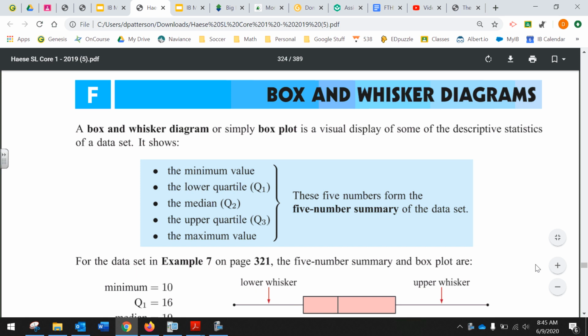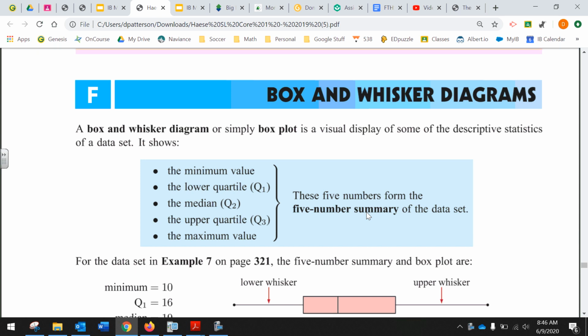Chapter 12, Section F. We're talking about box and whisker plots here. Basically, we're going to be taking a data set and turning it into a graph that we can then read a lot of important information from. Specifically, we're going to be able to find the minimum, the lower quartile, the median or Q2, the upper quartile, and the maximum value, which are also called the 5-number summary, from a box and whisker plot.